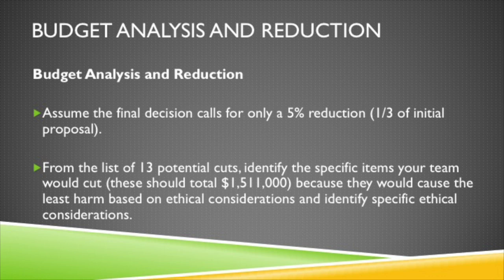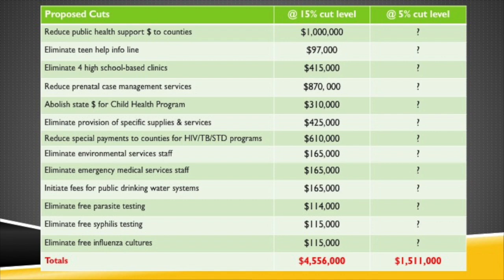Then looking at the 13 items in your organization, if this is what's included, you will identify what specific items you would cut, knowing that this would be a 5% reduction. So for example here, you see there's at least a 15% cut. How would that look? And then if there was a 5% cut, how would that look?